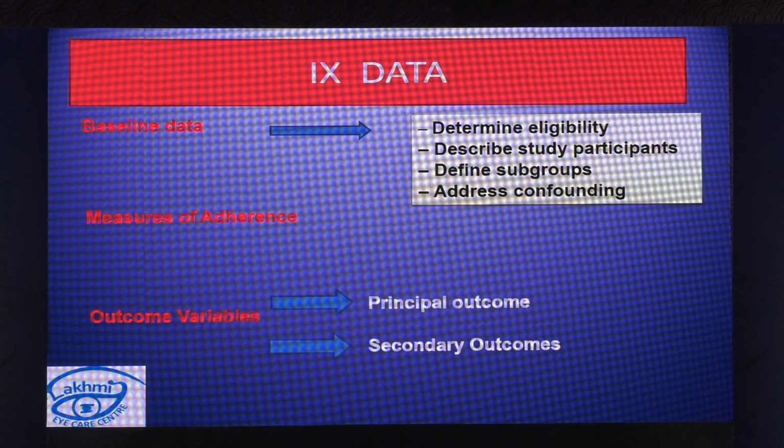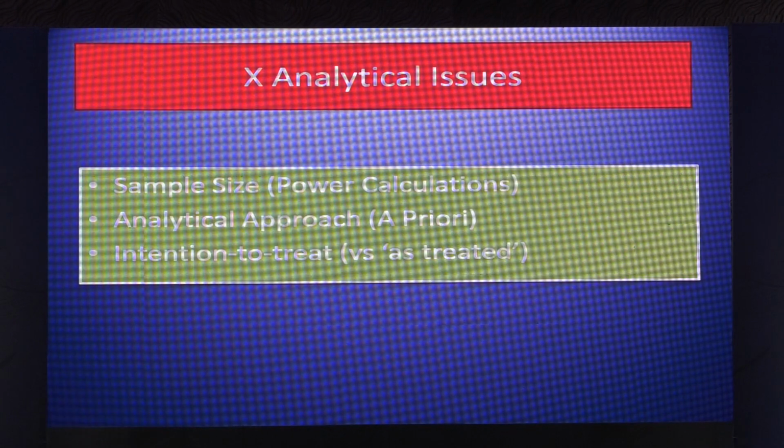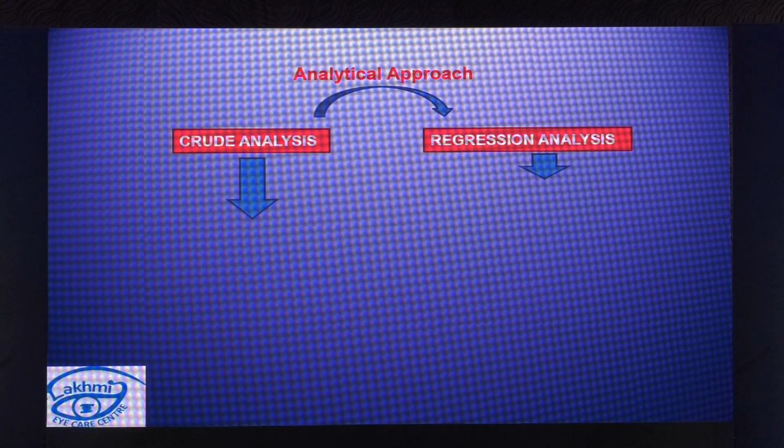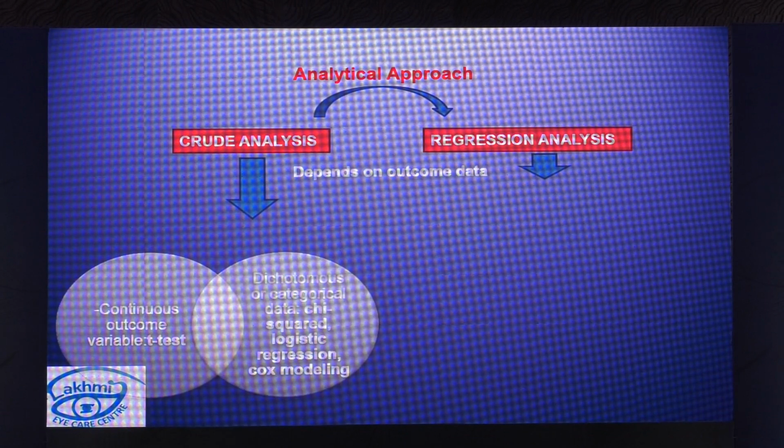Next is the data. Baseline data determine the eligibility, describe the study participants, define the subgroups, and address confounding. Secondly, there are measures of adherence, and the outcome variable may be a principal outcome or a secondary outcome. In the analytical issues, there may be sample size, analytical approach, and intention to treat. The analytical approach may be crude analysis or regression analysis. It depends on the outcome data.